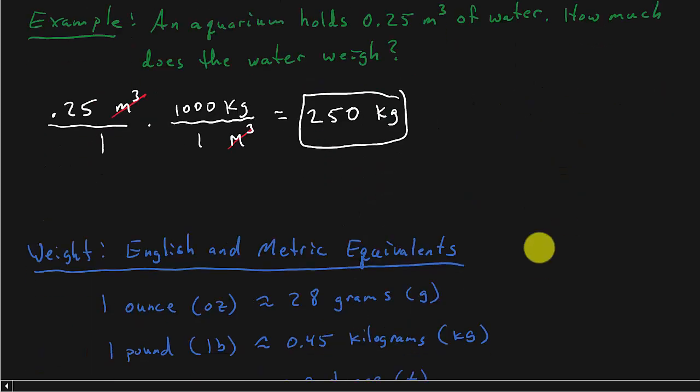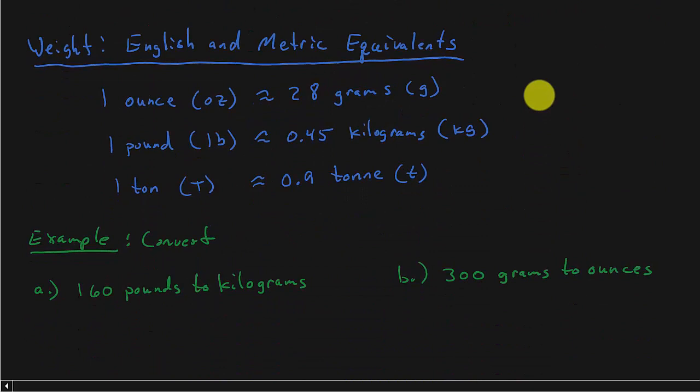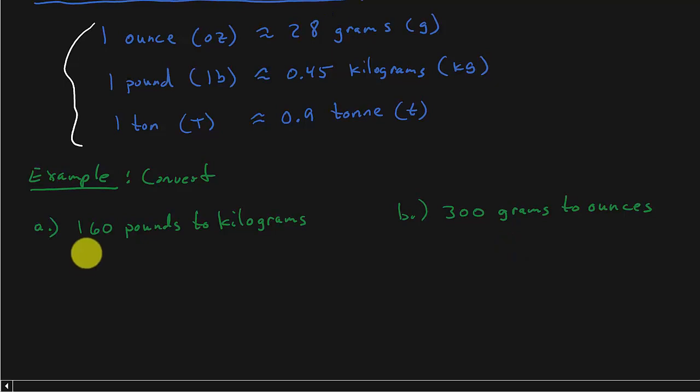All right, so now we've got weight, English and metric equivalents. 1 ounce is equal to 28 grams. 1 pound is 0.45 kilograms. And 1 ton is equal to 0.9 metric tons. That's all of these right here. So let's see what we've got. We want to convert 160 pounds to kilograms.